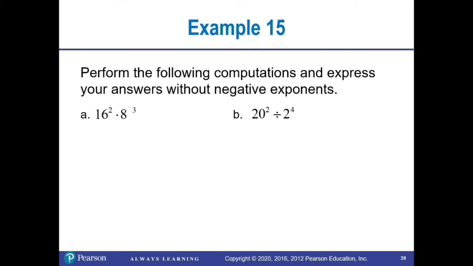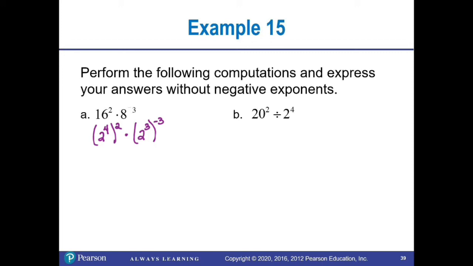I have 16 squared times 8 to the negative 3 in part A. Well, 16 is 2 times 2 times 2 times 2. That's 2 to the 4th. So I can rewrite 16 as 2 to the 4th. Now don't forget about that squared power that was originally with the 16. Then 8 is 2 times 2 times 2, or 2 to the 3rd. Don't forget about that negative 3 power that was originally with the 8.